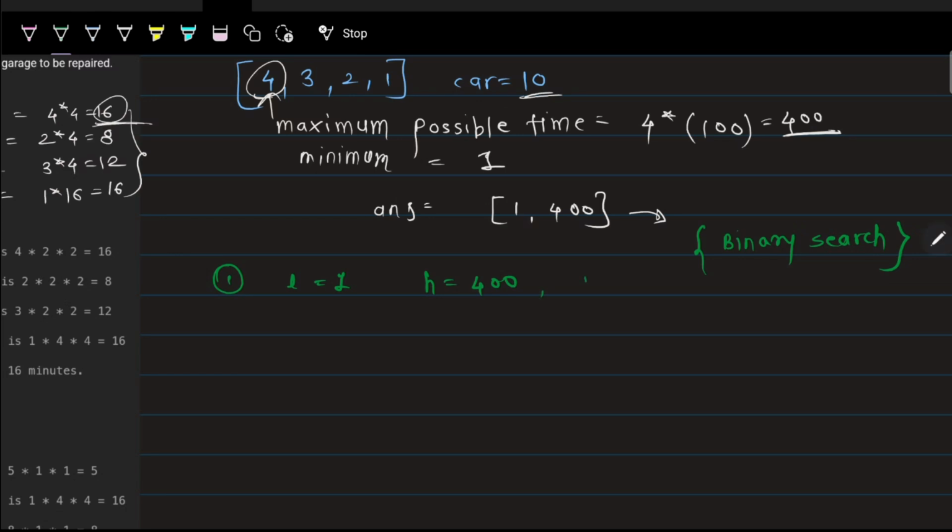What is my mid? My mid would be (400 plus 1) by 2, that is 200. So what is my approach now? My intuition is: can I repair all the cars within 200 minutes? How will I check it?